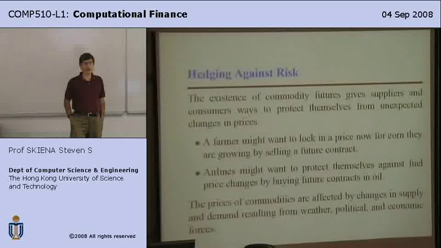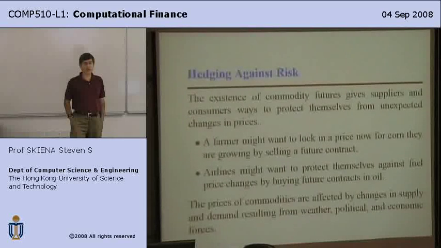Sometimes there is oversupply, okay? Everybody's crops are good and the price drops very low. It might be that a farmer might want to lock in a price for the corn that they grow now, okay? If so, what would the farmer do?